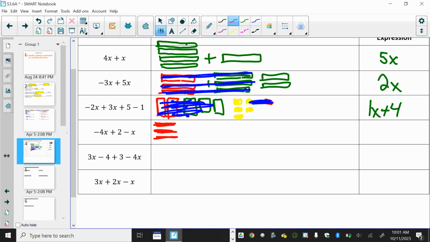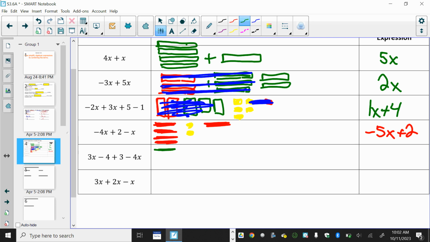1, 2, 3, 4. Plus 2, 1, 2, x. We're going to count it. We're going to have x is 1, 2, 3, 4, negative 5x plus 2. No crossing out because we're just regrouping these.